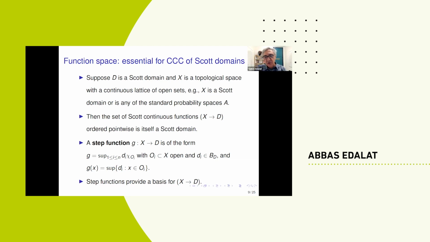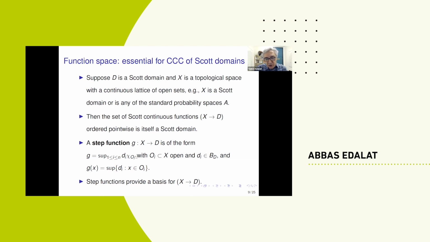So this is a very simple and important construction, and the key ingredient here is a step function. So a step function is a function which takes only a finite number of values. So a step function from this space X to this Scott domain D is obtained by taking a finite number of open sets in X and a finite number of, let's say, basis elements in D, and taking this supremum.